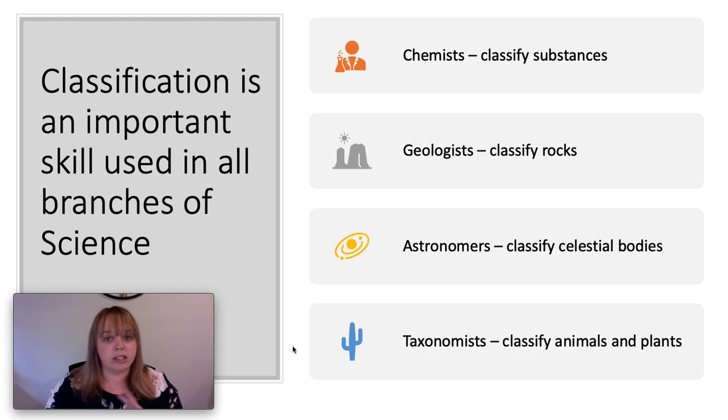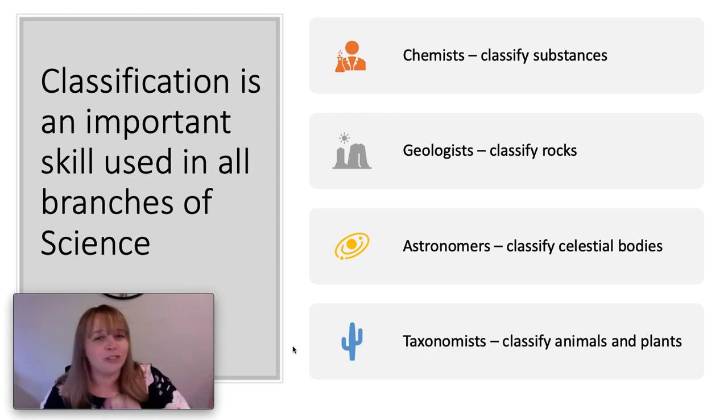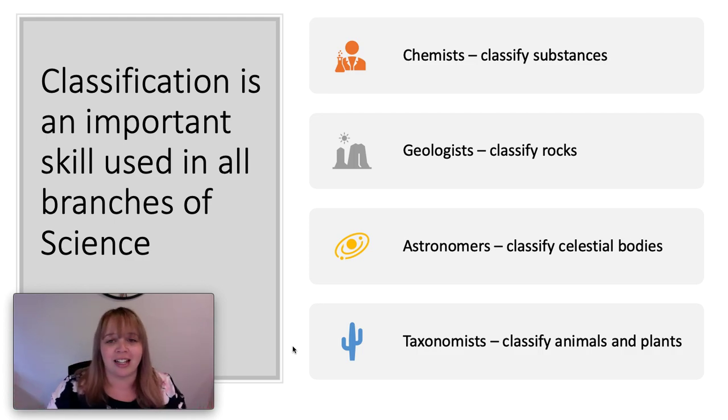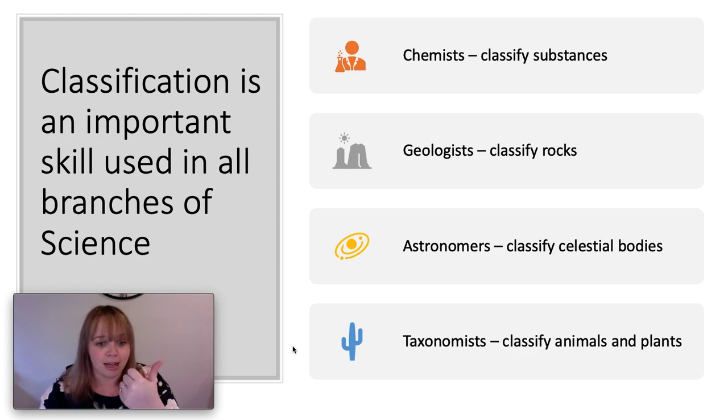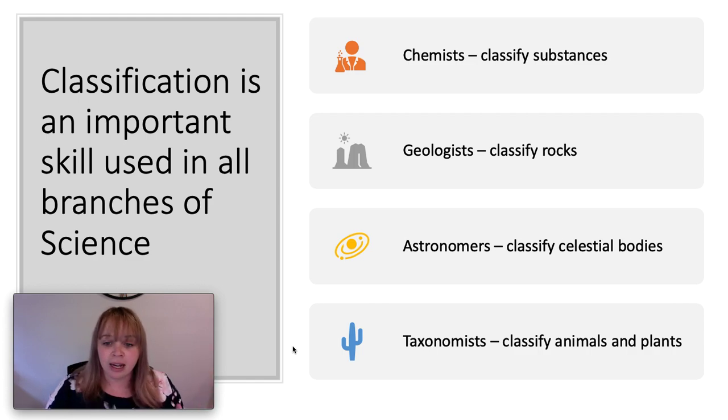Okay, so this is a really important skill, although we're going to be learning it under the umbrella of biology, which is our science of living things. It's a really important skill for all the sciences. So chemists classify different substances, so chemical substances. Geologists classify rocks, and you've already done some classification of rocks. So can you think, what were those groups in the classification of rocks? We had igneous rocks, sedimentary rocks, metamorphic rocks. And how did we separate them into those different categories?